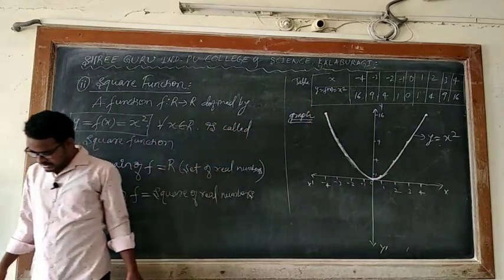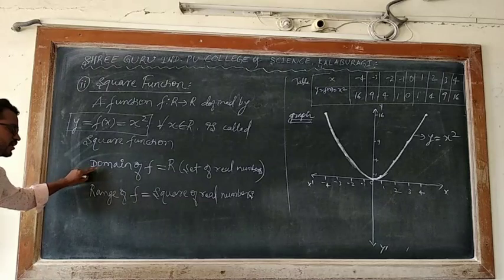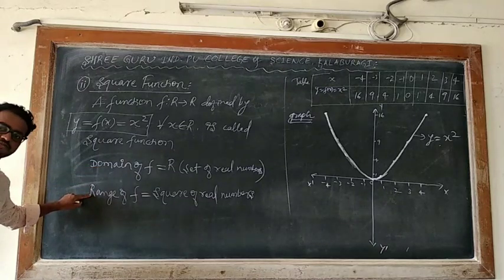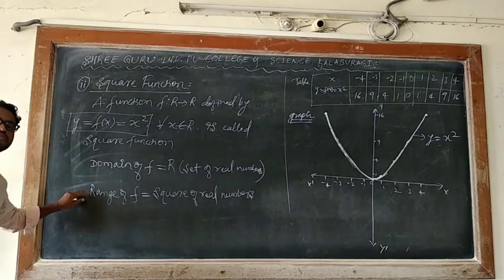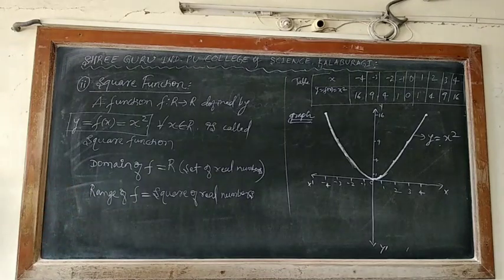This is the graph of the square function. It is the second one. What is the domain of this? Set of real numbers. What is the range? When you take the set of real numbers, all the real numbers become the square of a real number. Y is the square of the real number. This is the range. Keep in mind. Okay, this is the second graph.